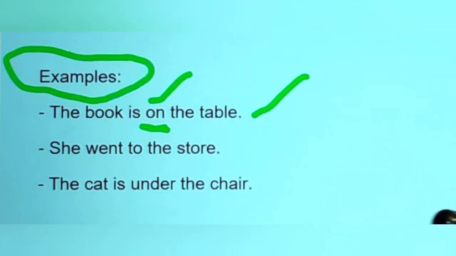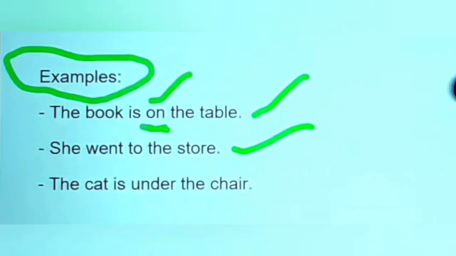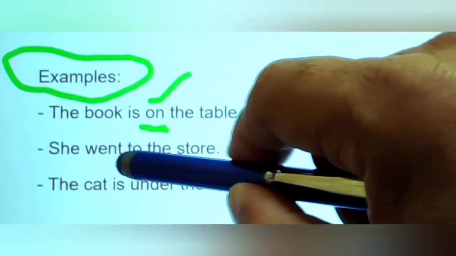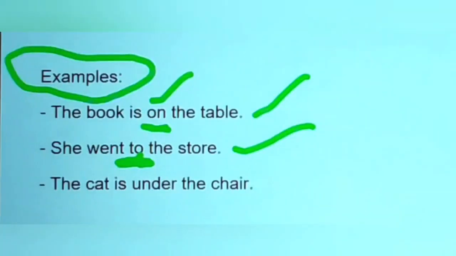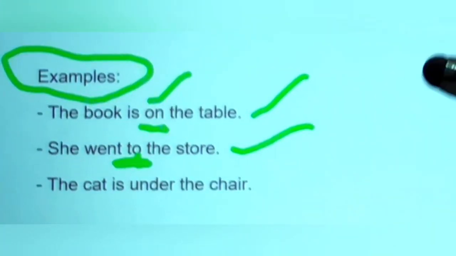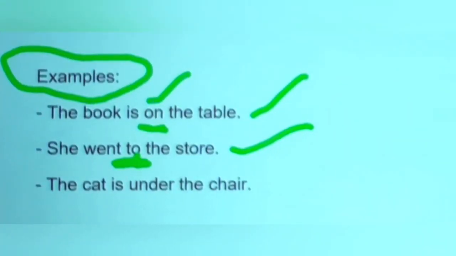Second one: she went to the store. So where is she going? She is going to the store, and to describes where she is going. This sentence describes that she went to the store. This also describes where she is going.